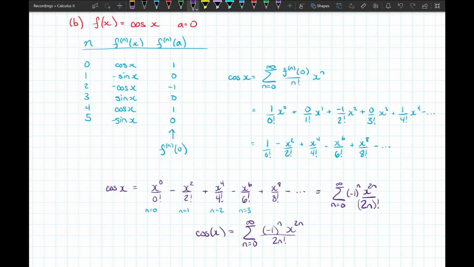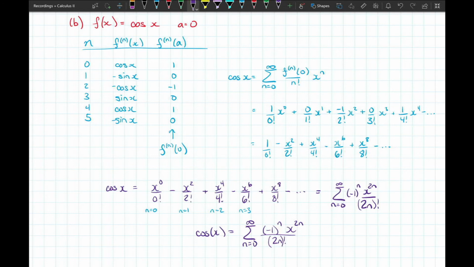There we go. Cosine x can be written as the power series n equals 0 to infinity of -1 to the n times x to the 2n all over (2n) factorial, and the parentheses around that 2n is important, so it's not just 2 times n factorial, it is 2 times n all factorial.